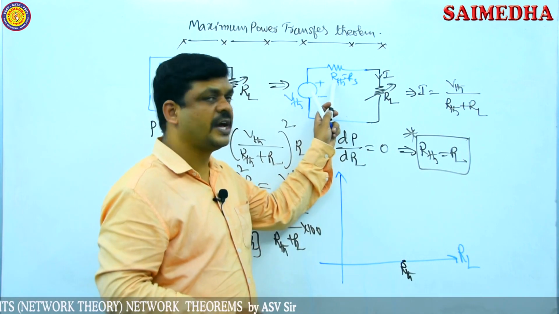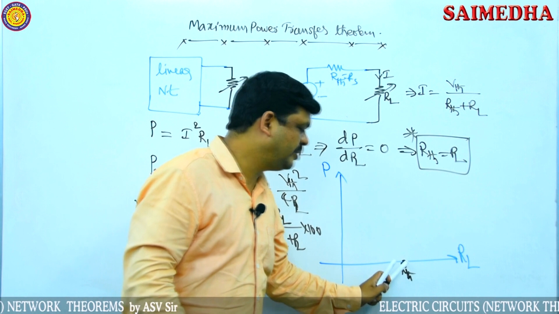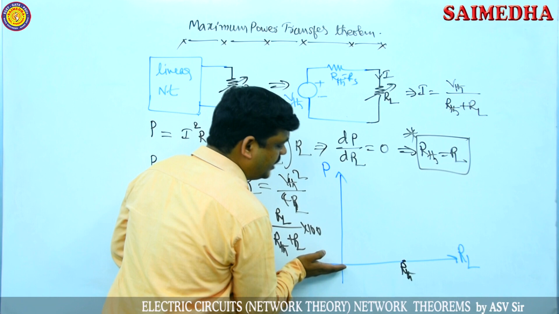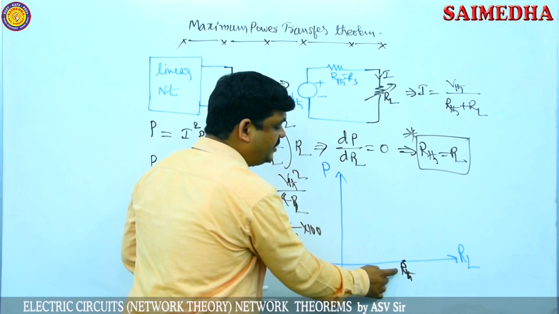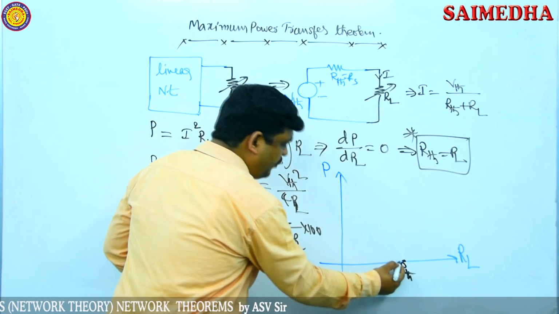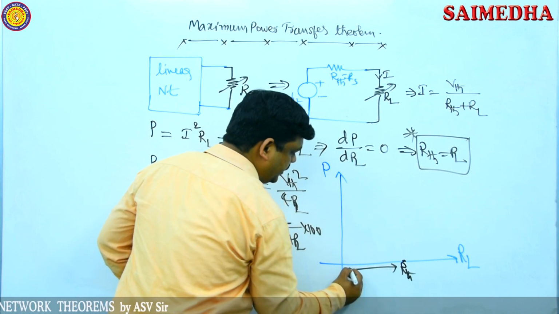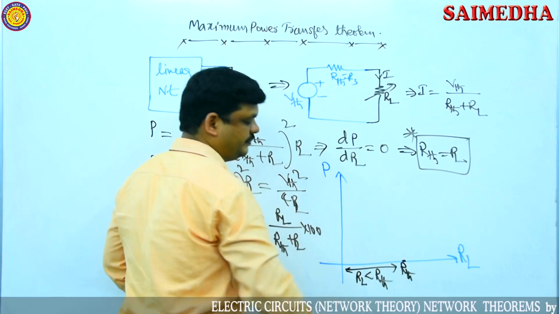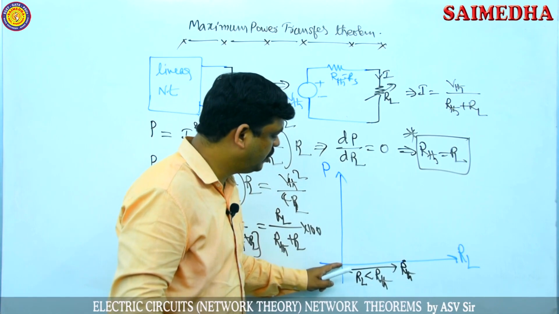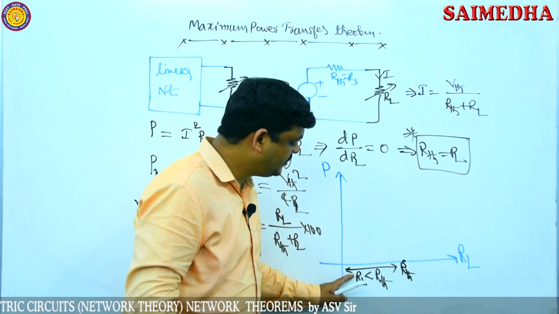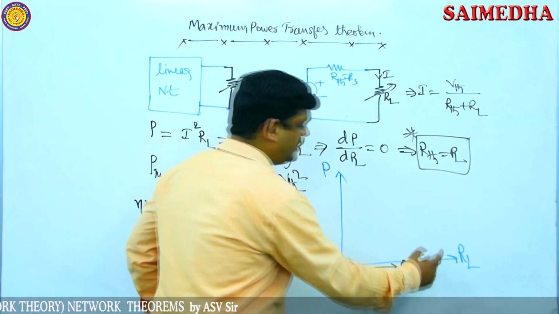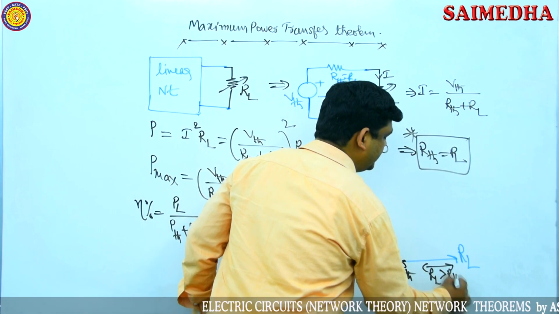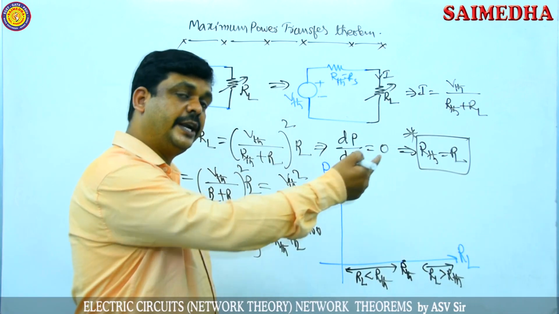R Thevenin's value is a constant, a fixed value. Here I am assuming this is R Thevenin, and on this side the RL value is varying. This axis is the RL axis. From here to here, this condition explains that the load resistor value is less than R Thevenin, increasing from 0. And this side explains that the load resistor value is greater than R Thevenin.